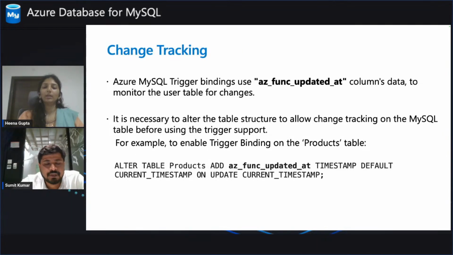Next, I'll be talking a little bit about change tracking. This is the change tracking mechanism that we are using to keep track of the changes that are coming in the database, as we do not have a CDC mechanism right now. So for Azure bindings, we are using a column called az_func_updated_at to monitor the table changes.